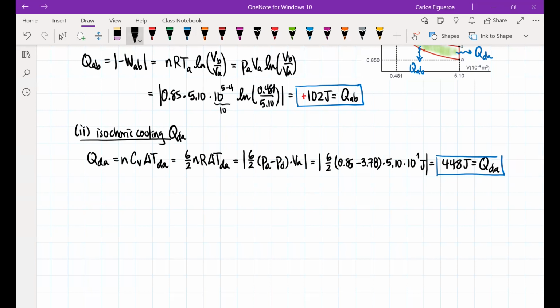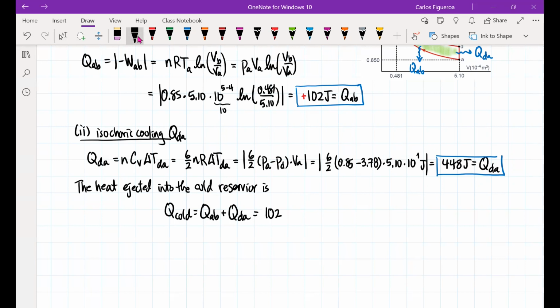So now I can say that the heat ejected into the cold reservoir is Q cold, which is QAB plus QDA, which is 102 plus 448, which gives me 550 joules. And that's Q cold.